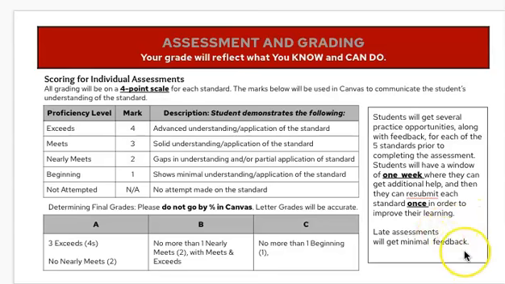Finally, sometimes the first attempt at a standard does not show a student's full ability. So we do have a revision policy that allows students to resubmit their work. This needs to take place within 1 week of receiving the grade back, but students are able to look at their feedback, practice, meet with their teacher, and then resubmit a revised version of that standard in order for it to be graded once again.